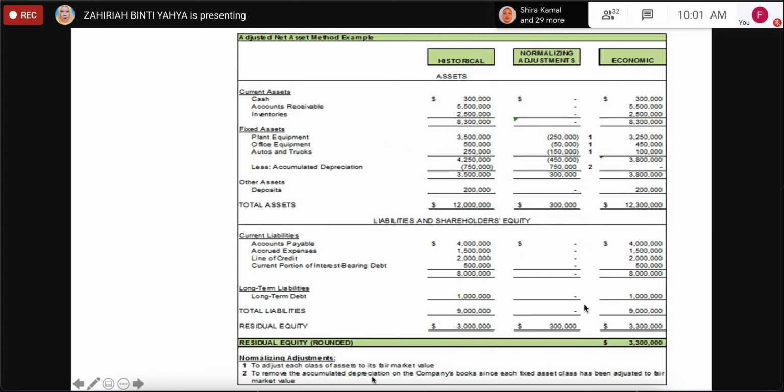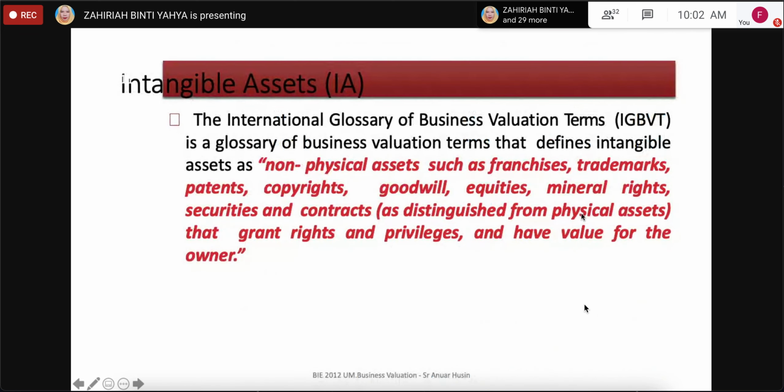To remove the accumulated depreciation on the company books, since each asset class has been adjusted to the fair market value. That's why I kata kat sini kita tak kira dah ya, tak kira apa-apa depreciation yang ada dalam balance sheet tu, sebab kita dah normalizekan jadi value semasa ya. Kalau kita tolak lagi depreciation kat situ, jadi double counting dan figure dia pun tak sama ya. Okay, so habis this one untuk company, untuk asset yang ni.